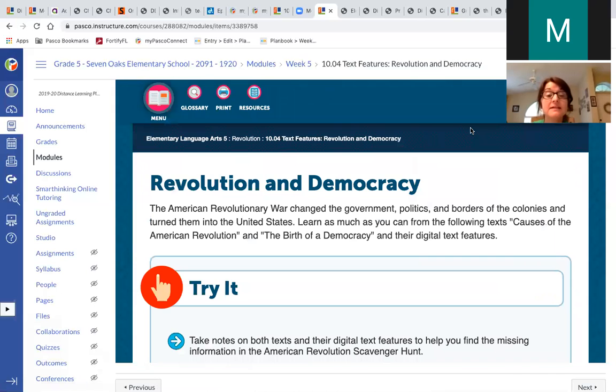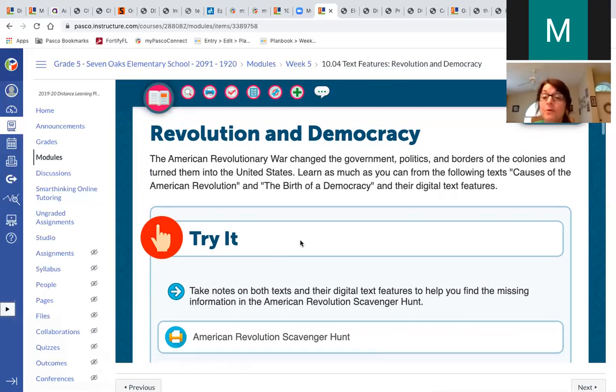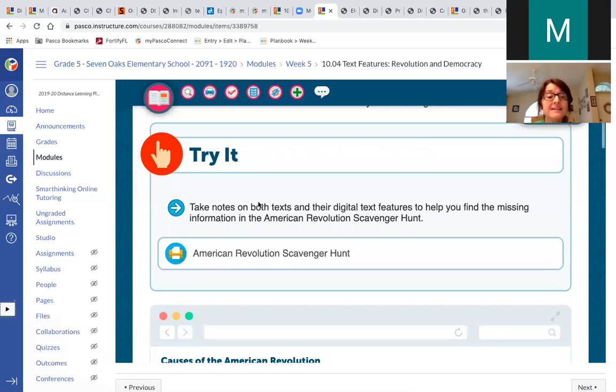Next slide is going to talk about revolution and democracy. All right. So the American Revolutionary War changed the government, politics, and borders of the colonies and turned them into the United States. So you're going to scroll through and you're going to learn about two important texts: Causes of the American Revolution and The Birth of a Democracy, and some of their digital text features. You're going to see this, try it here. This is optional.